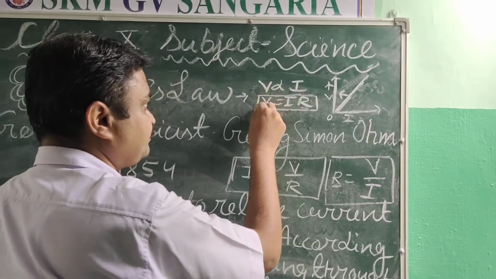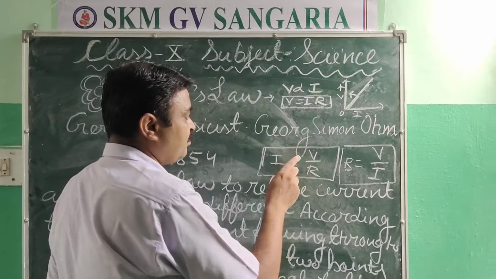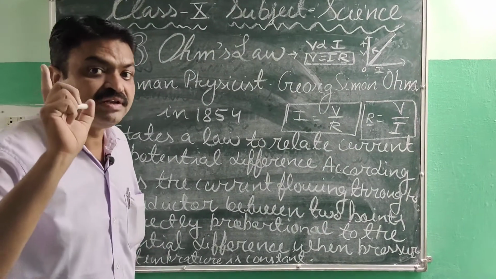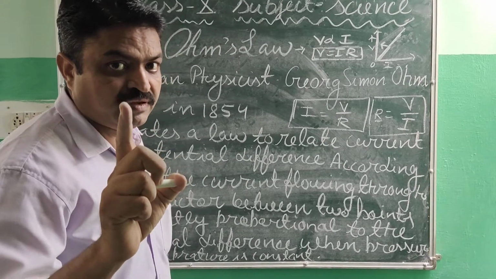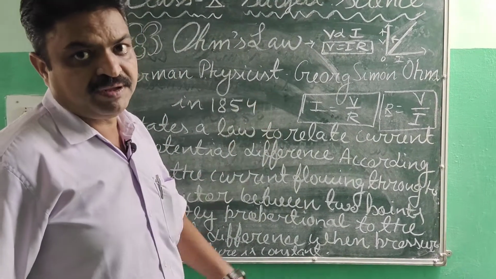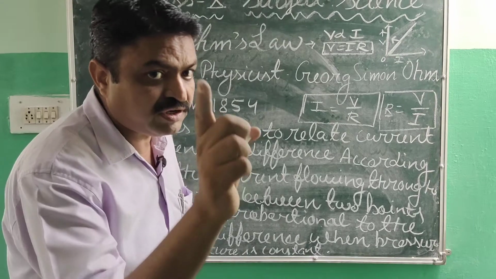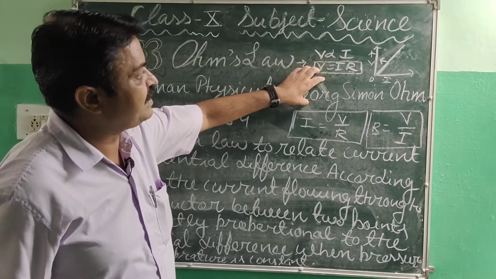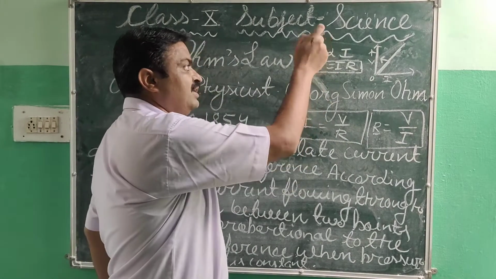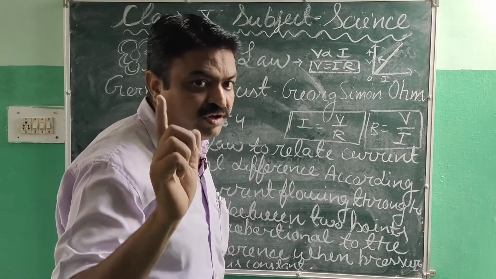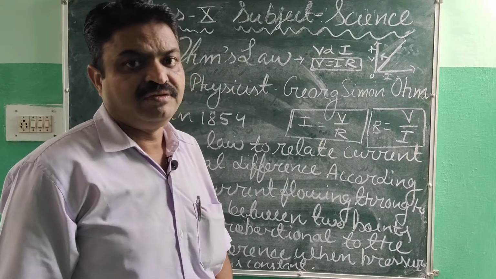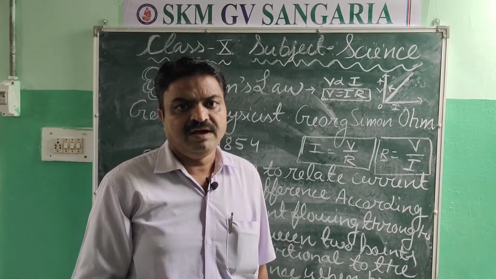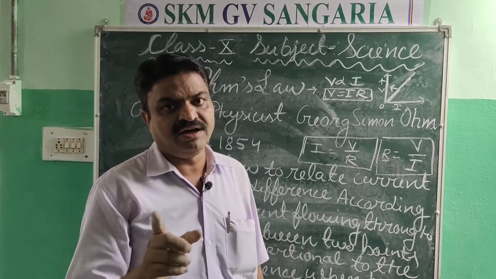And this law we can follow only if the pressure and temperature remain constant. If the temperature and pressure do not remain constant, then we can't prove this law. So that is about Ohm's law. You will study about this in your book and try to learn the questions related to this.